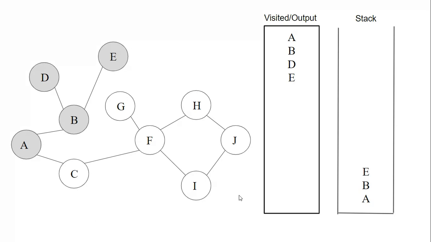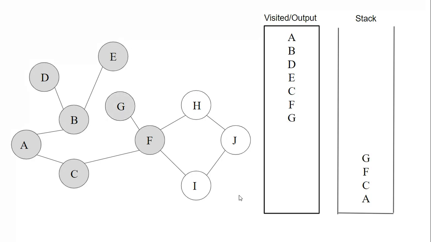From E, all the adjacent nodes are already discovered, so you'll pop out E, and now you're back at B, but all the adjacent nodes from B are discovered, so you'll pop out B, and now you're back at A. Now you visit the next node, which is C, because C is the adjacent node from A that has yet to be discovered. From C, you put in the visited, you put that in the stack, and you can continue. You go to F. From F, you have three possible options, so let's just say that you go to G.